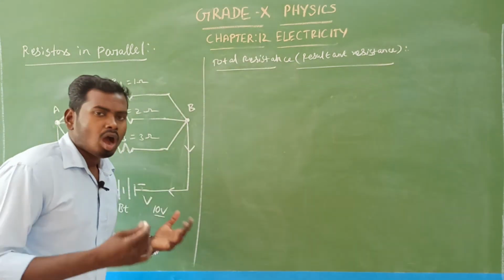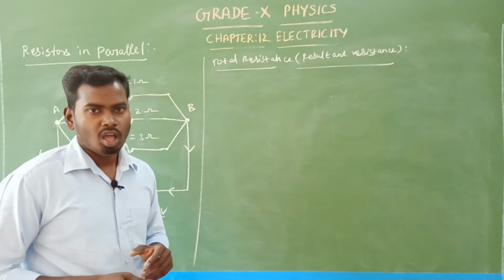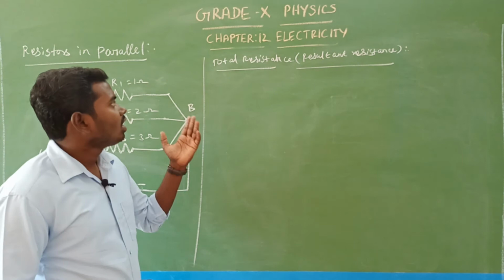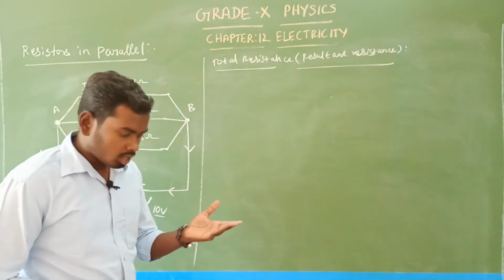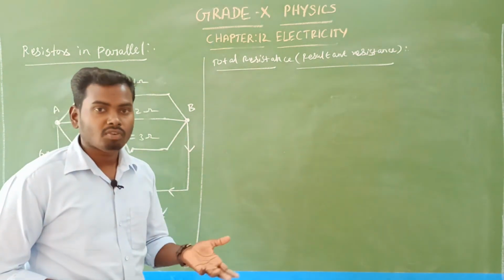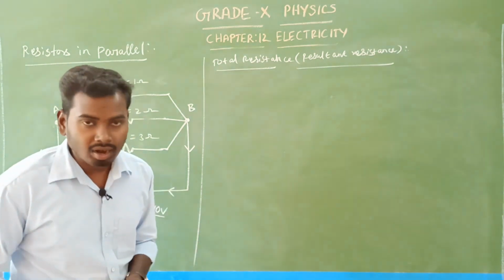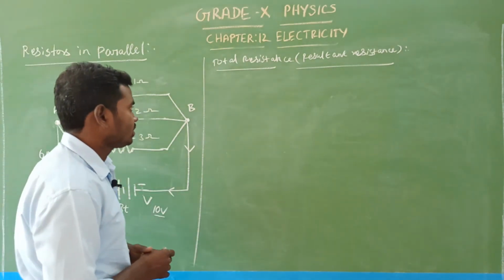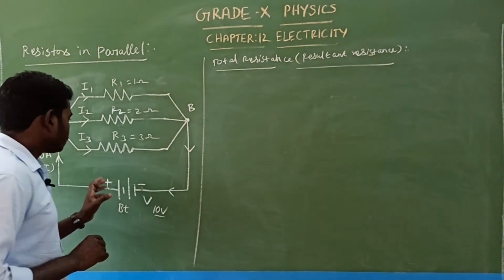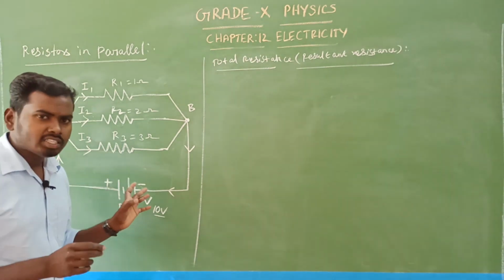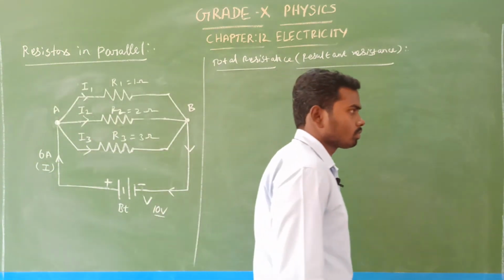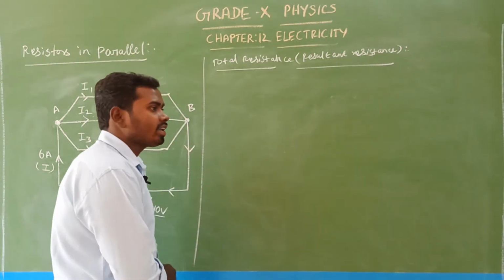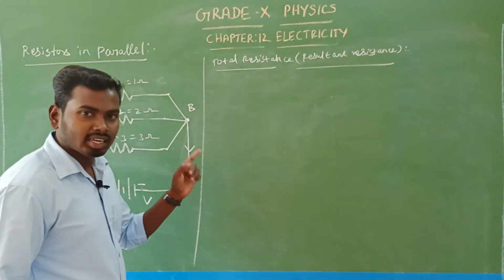Then how can we get the total resistance value, sir? With the help of the law of combination of resistors in parallel, we can get the total resistance value. Is it clear, students? Yes, very easy. Let's get started. In a parallel combination, which one gets distributed? Yes, current gets distributed. Am I right?